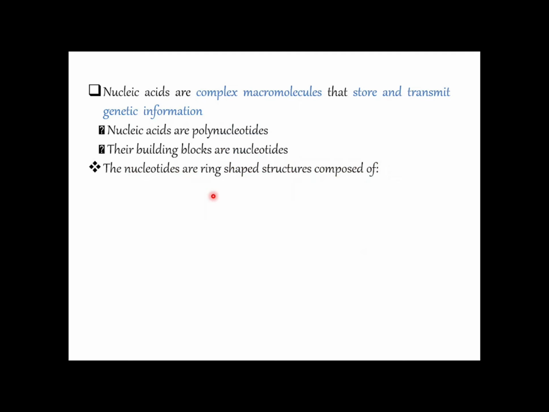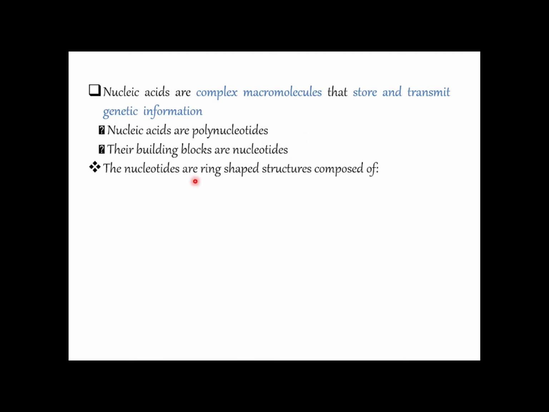So what is a nucleic acid? Nucleic acids are macromolecules that store and transmit genetic information. I will come later to what we mean by genetic information. Anyway, it is a macromolecule that stores genetic information. Then it transmits that information from one generation to the next generation. This compound is a polynucleotide. It is a very huge macromolecule. Its building block is the nucleotide.